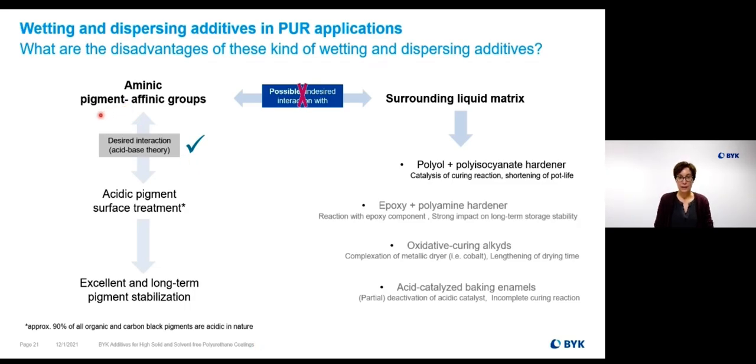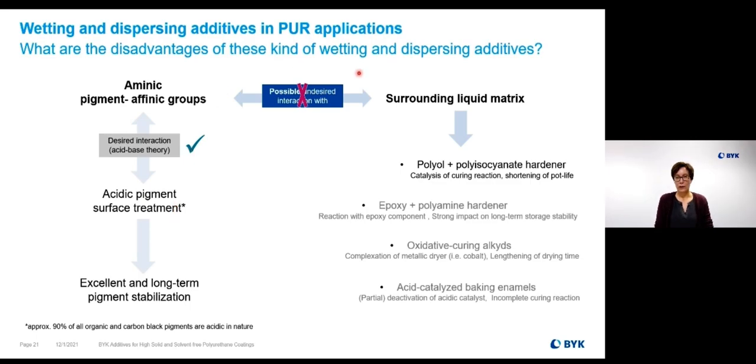What we want is that our pigment affinity group goes with our acid-base interaction to the acidic pigment surface treatment of our pigment. So in most cases, when we talk about organic pigments, we have an acidic pretreatment. And due to this acid-base interaction, we achieve an excellent and long-term pigment stabilization.